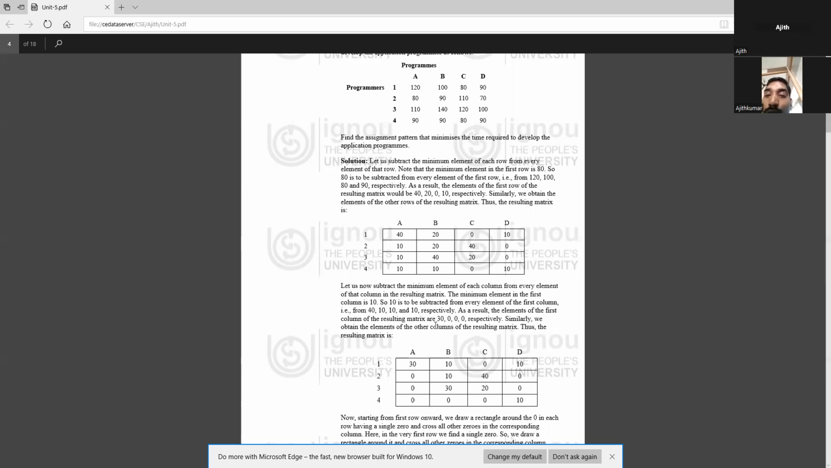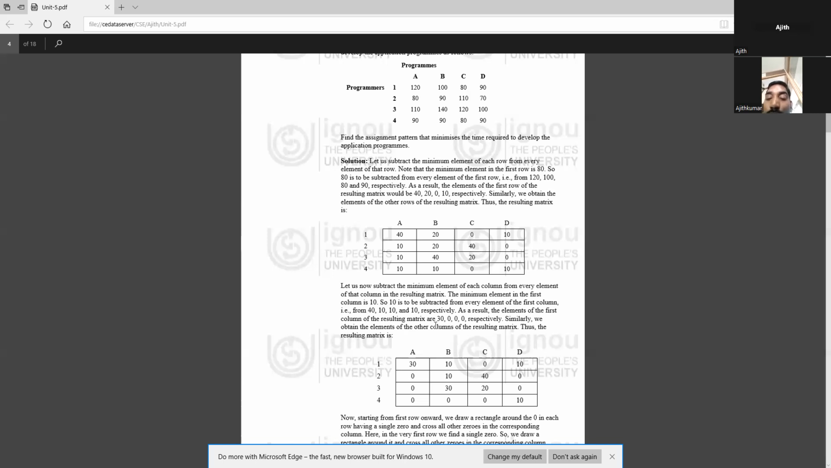Third row, 110 is the minimum element. So 0, 40, 20, and 0. 100 is the minimum element. So 100, 110 minus 100, 0, 10, 30, 20, 0. Fourth row, we have the minimum element 80. So 90 minus 80, 90 minus 80, 80 minus 80, 90 minus 80.